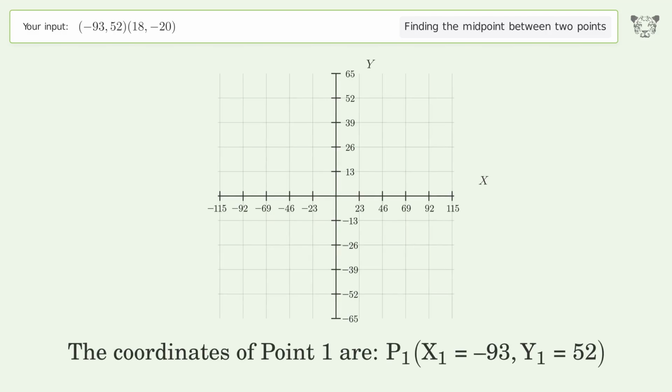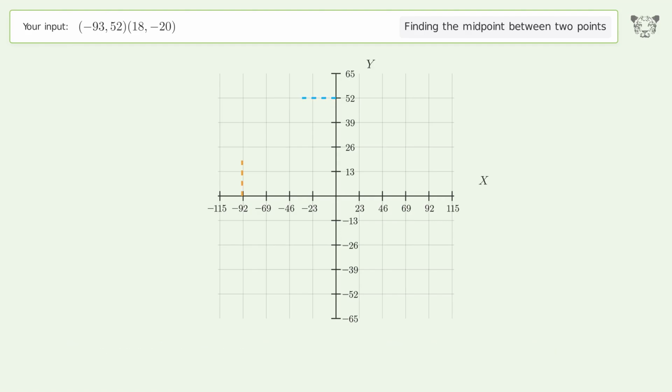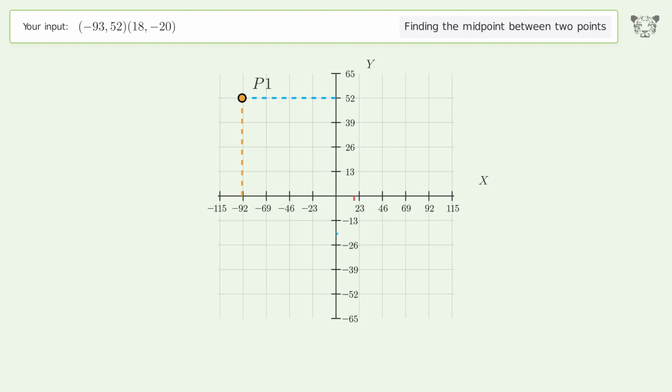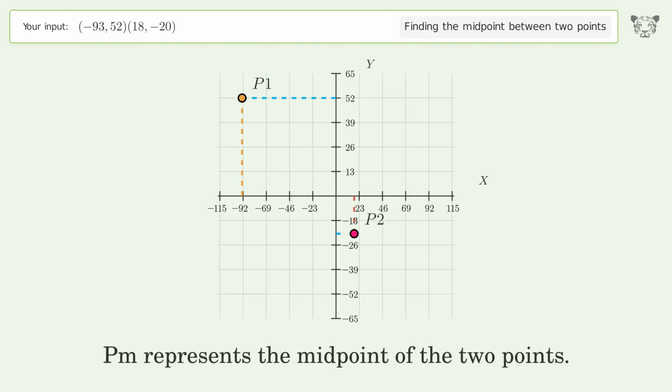The coordinates of point 1 are x1 equals negative 93, y1 equals 52. The coordinates of point 2 are x2 equals 18, y2 equals negative 20. PM represents the midpoint of the 2 points.